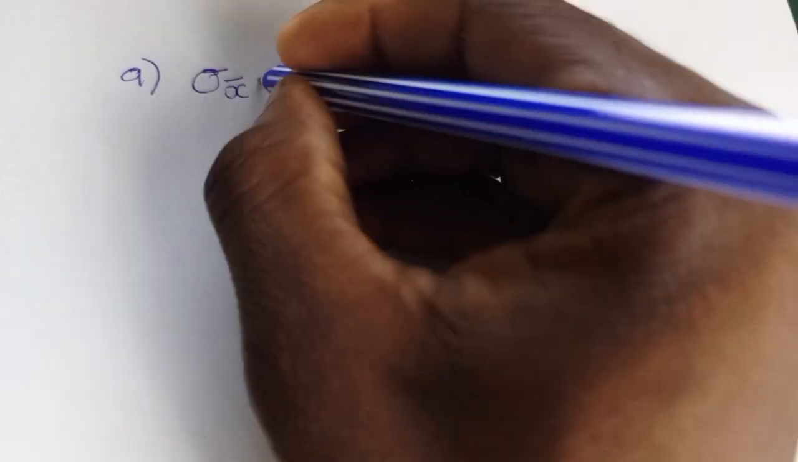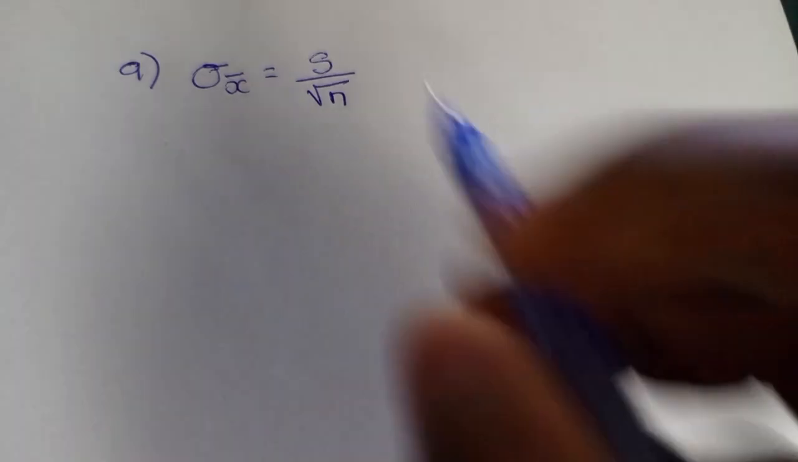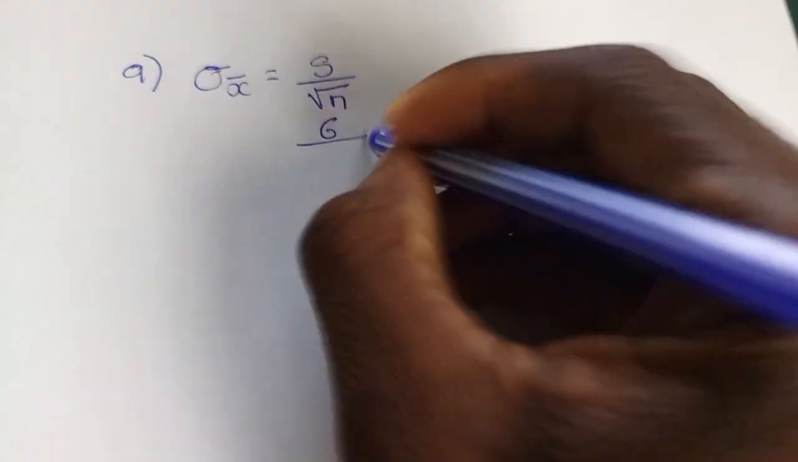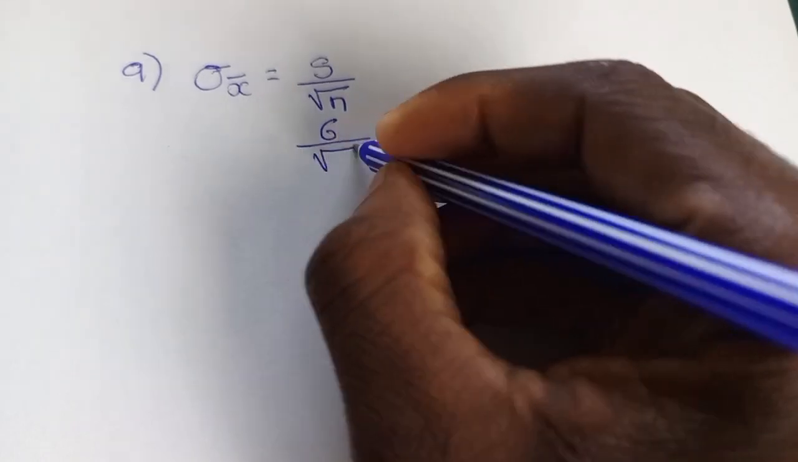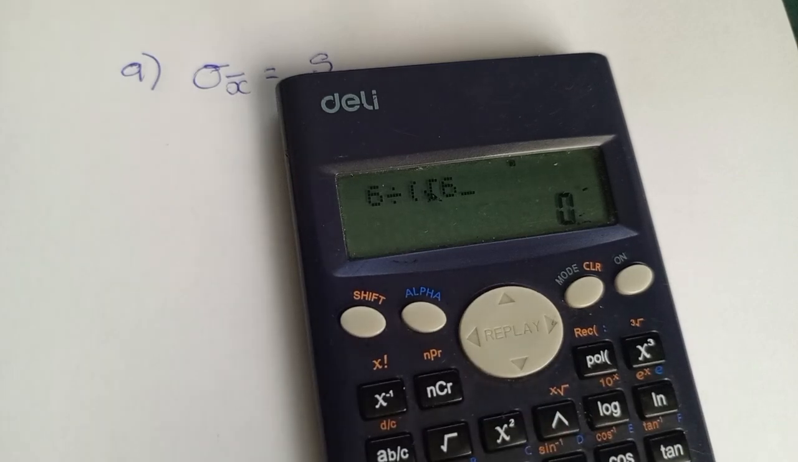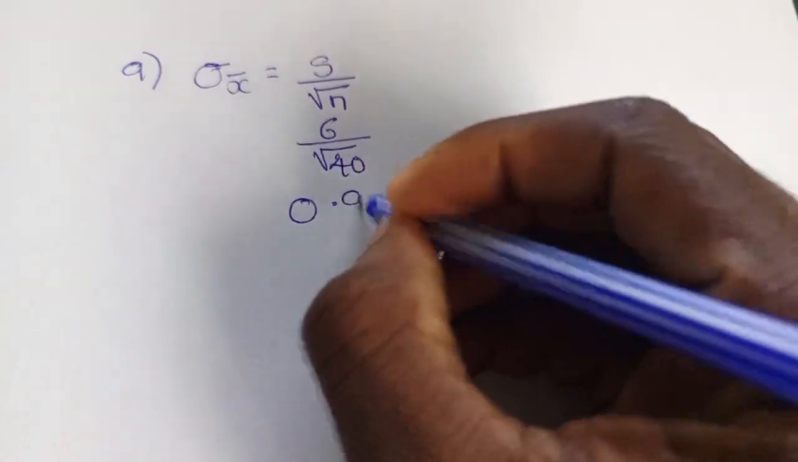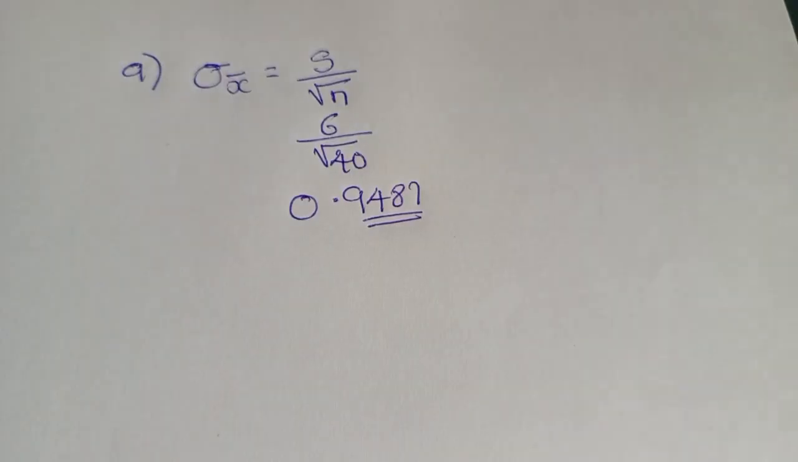To compute the test statistic, we need to calculate the standard error, where the standard error is equal to the standard deviation divided by the square root of n. We know the standard deviation given in the question is 6, and the n size is 40. We punch in 6 divided by the root of 40. We get 0.9487, putting everything in 4 decimal places.